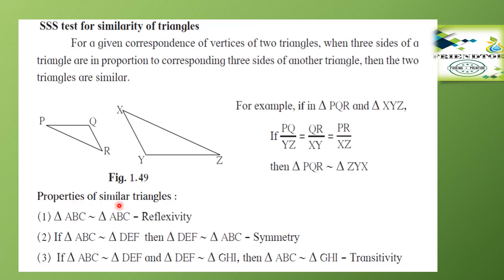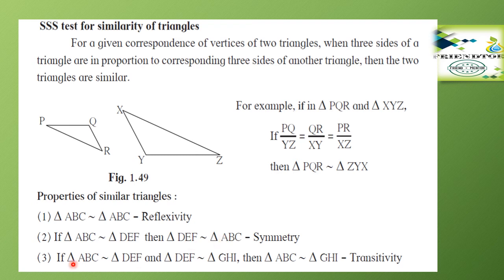Now, properties of similar triangles. There are three important properties. Triangle ABC, any triangle, is similar to itself. When two figures have the same shape they are similar, and obviously ABC has the same shape as ABC itself. So any triangle is similar to itself. Next we have symmetry. If triangle ABC is similar to DEF, then DEF is similar to ABC also, vice versa.